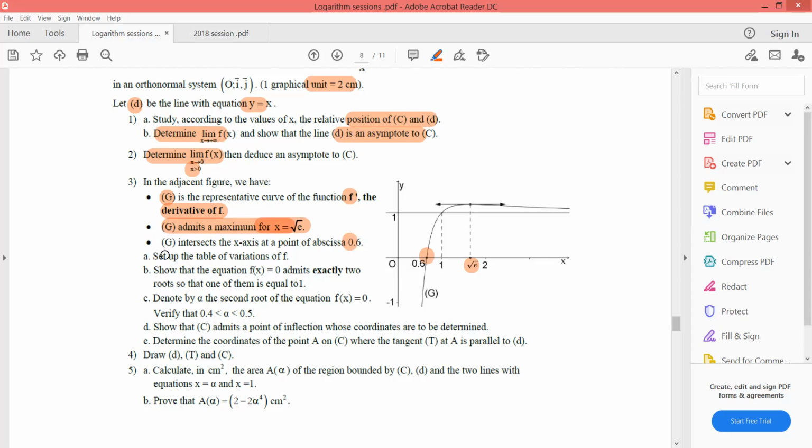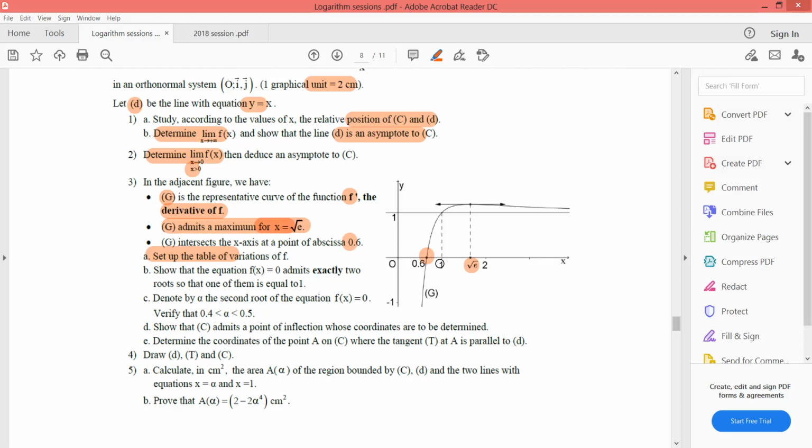Set up the table of variations. How to set up the table of variations? To set up the table of variations, you have to study the sign of f prime. We have to know the sign of f prime. So the table of variations is determined by the sign of f prime.